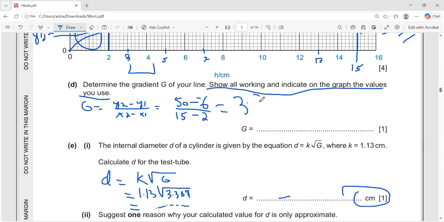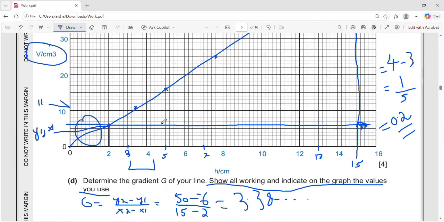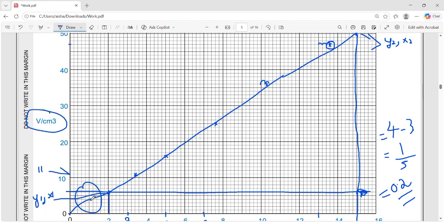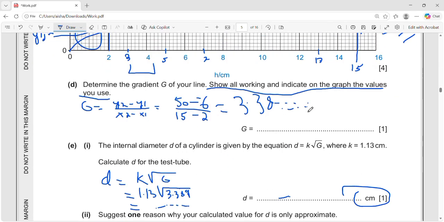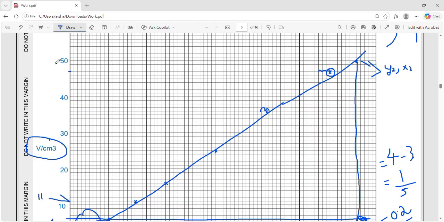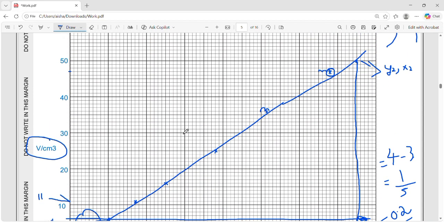Now your answer will obviously be different, because my graph is not that perfect or accurate. So you might get a different answer. It's fine as long as your labeling is fine, your graph is a straight line, it covers 2 to 3 points, and your scaling is correct, then it's completely fine.